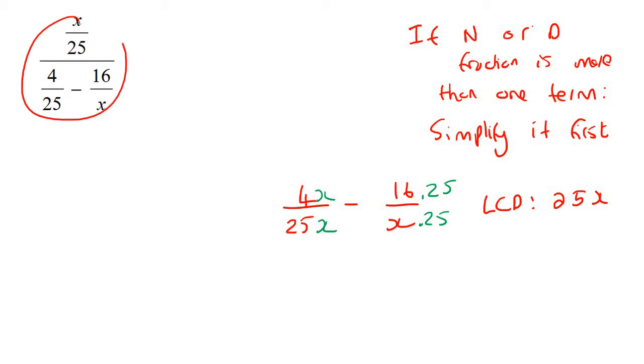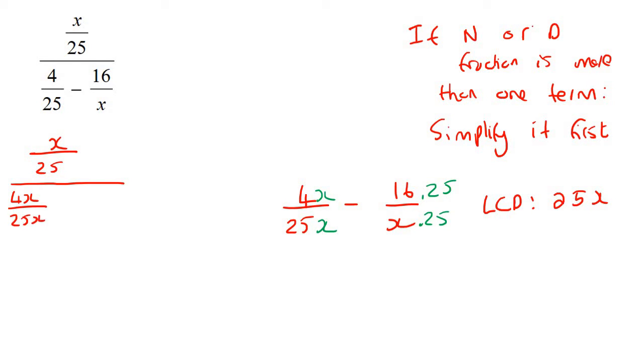But I should technically be doing that over here. So let's quickly go do that. So it's going to become 4x over 25x, take away. Now what's 16 times 25? Quick. No, I'm just joking. I'm typing it on my calculator right now. What do you think we are? Robots here. So it's 400 over 25x.